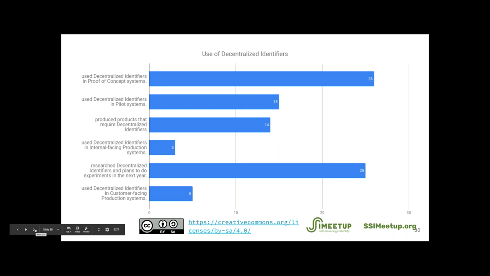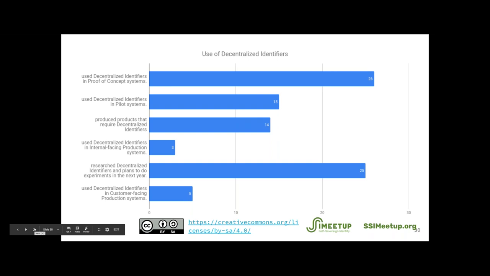And so what we need to do is we need to make sure that the right international standards are in place, so that when they go out in the market, we don't have a bunch of siloed solutions. What we want is a good, healthy, interoperable marketplace of decentralized identifiers.